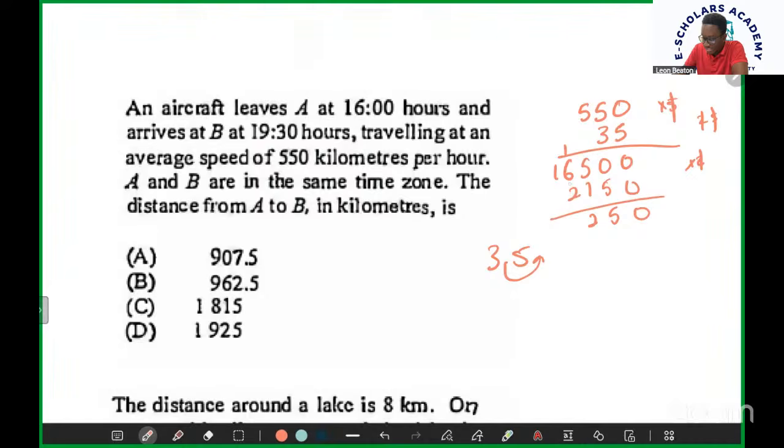So 3 and 6 is 9. I bring down the 1. I moved the decimal out one time, so I have to bring it back in another time. So I get 1,925 km. That is how far A and B are apart. So D is the answer here.